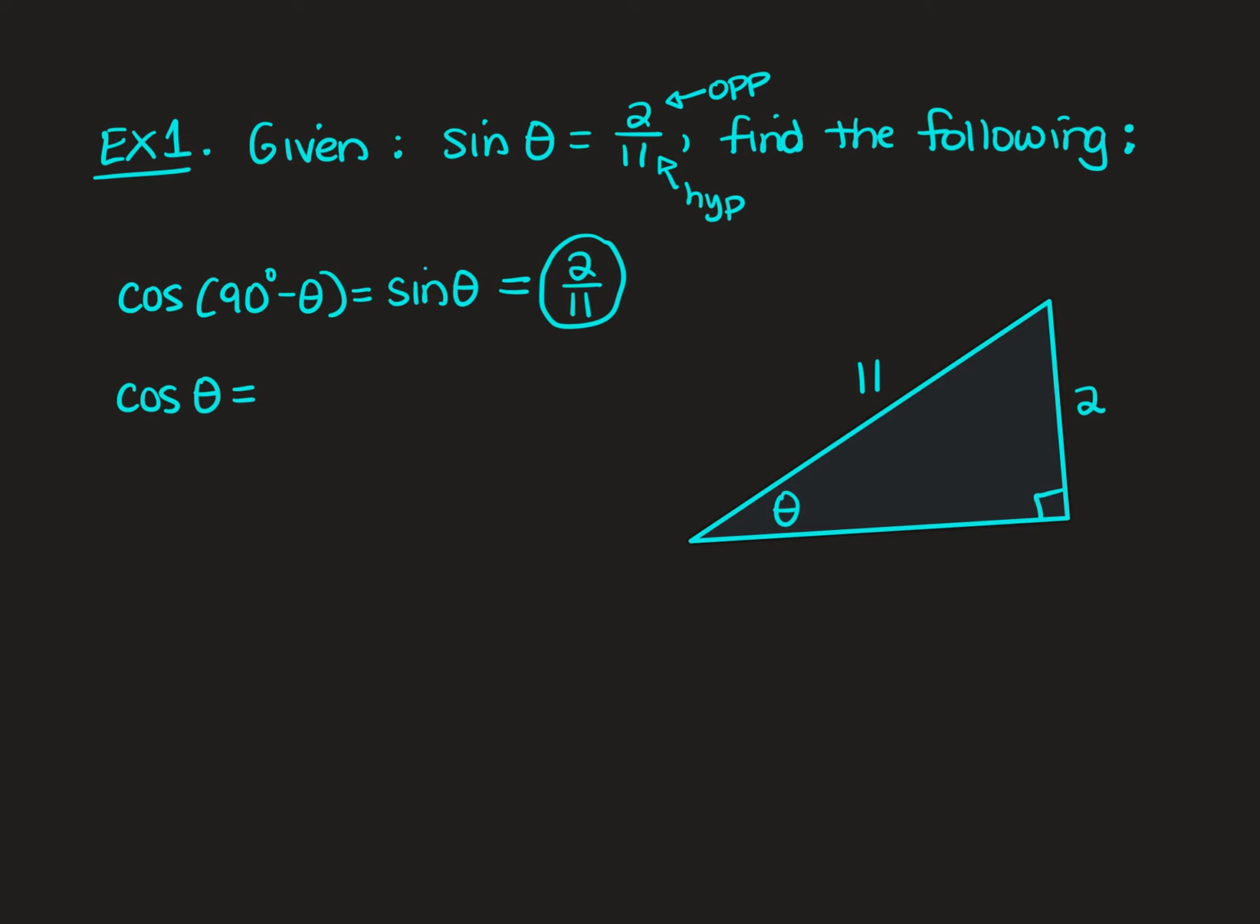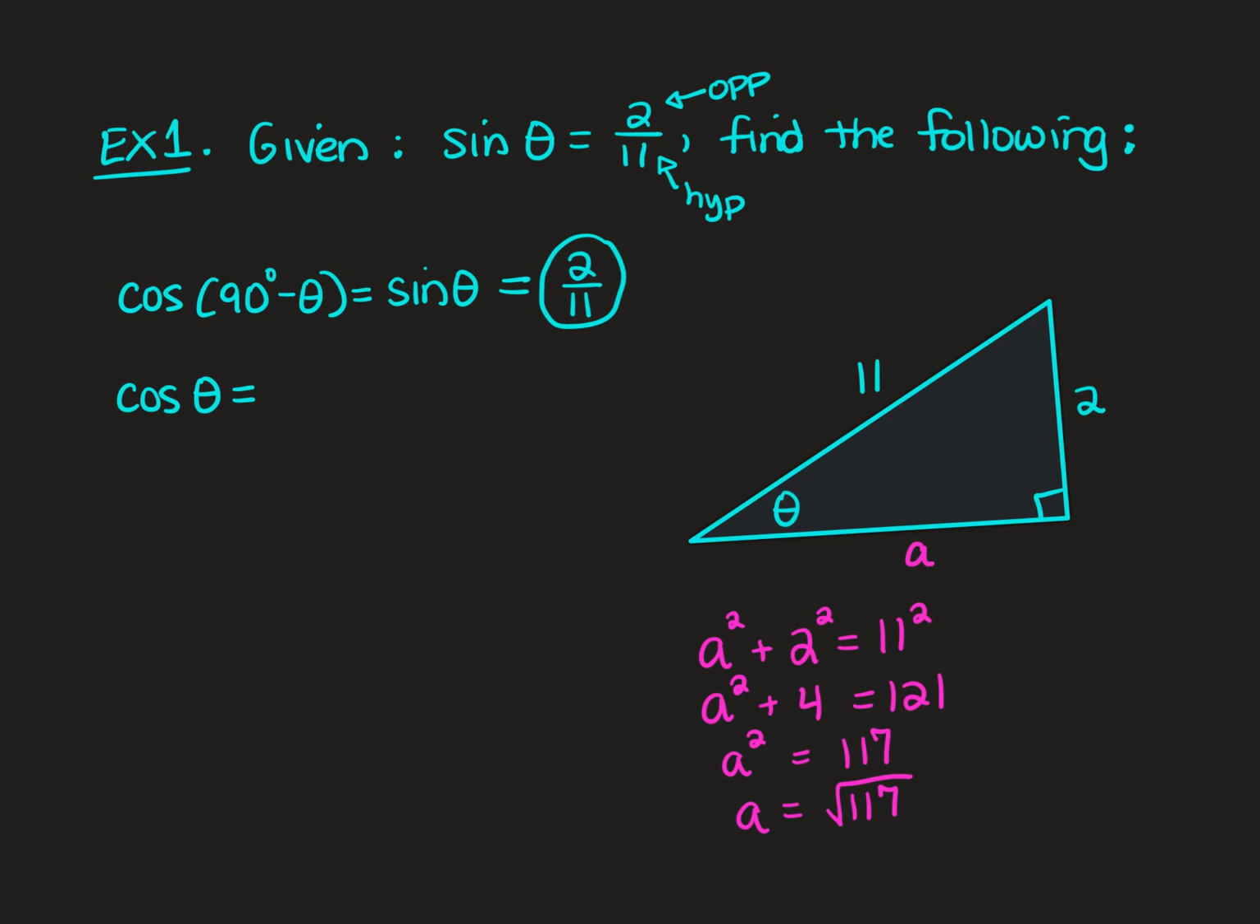If I want to find the cosine of that angle, I need to know what the adjacent side is. I need to know what A is. Well, in order to find that, I'm going to have to do, again, a little bit of work from geometry and use the Pythagorean Theorem. So I could take A squared and add it to 2 squared, and that should give me 11 squared. And then it's just a matter of solving that equation for A. So we get A squared is 117, and A is the square root of 117.